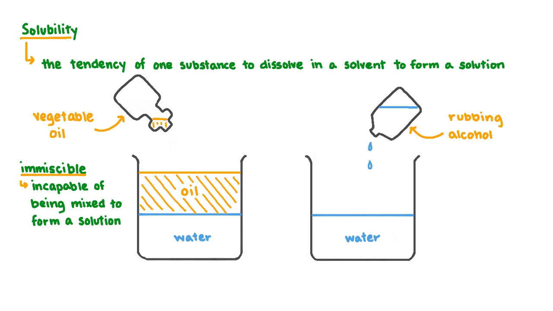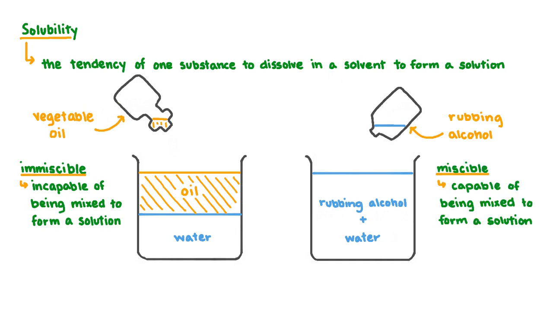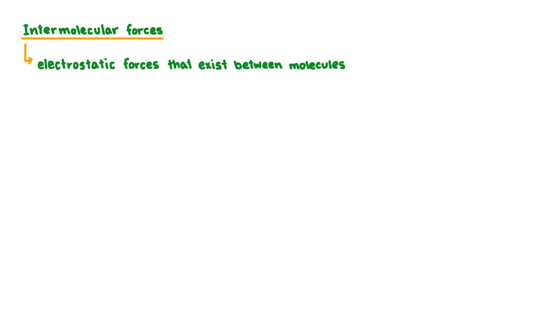We can describe water and oil as immiscible, incapable of being mixed to form a solution. Rubbing alcohol and water do mix to form a solution. We can describe water and rubbing alcohol as miscible, capable of being mixed to form a solution. But why do oil and rubbing alcohol behave differently when mixed with water? To understand what is occurring, we need to take a brief look at intermolecular forces. Intermolecular forces are electrostatic forces that exist between molecules.